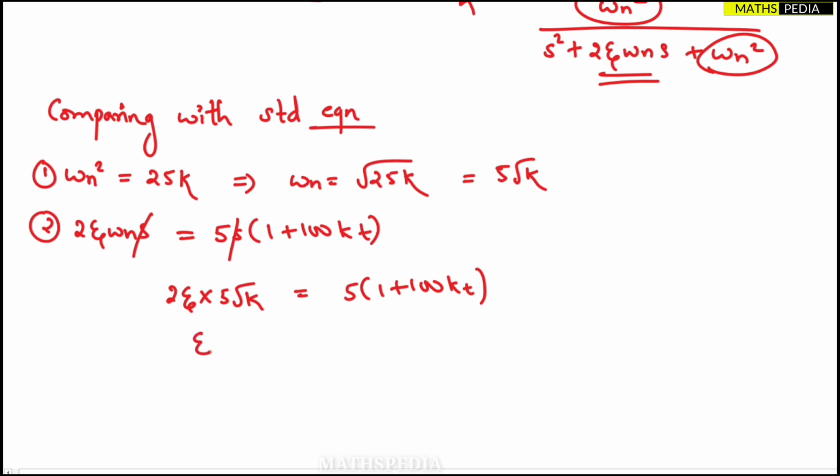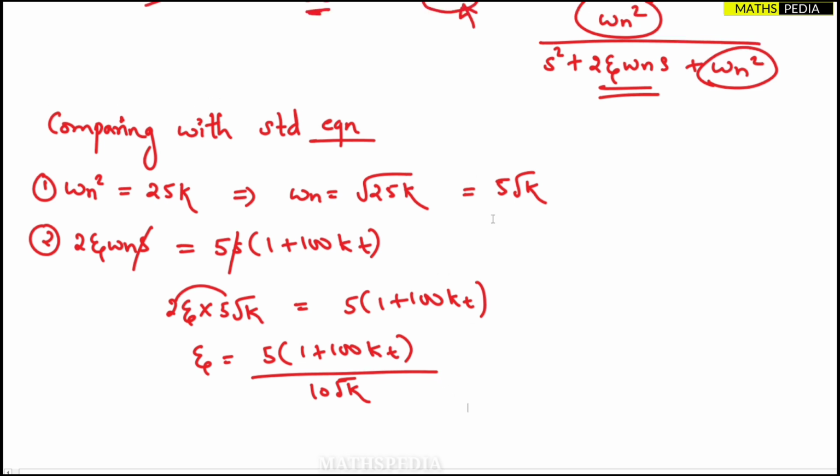Now from this, can I get the zeta value? 2 into 5 is 10, so 10 root k will go there. It will be 5 into 1 plus 100 kt divided by 10 root k. So I hope you understood this part also. Next, what can we do? Can I just simplify again, or you can cancel 5 and 10 and write it as 2 also, otherwise you can leave it here also, that is also fine.